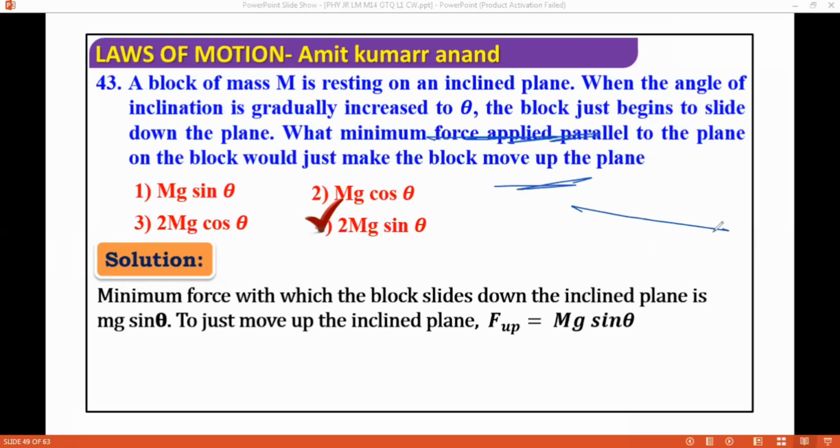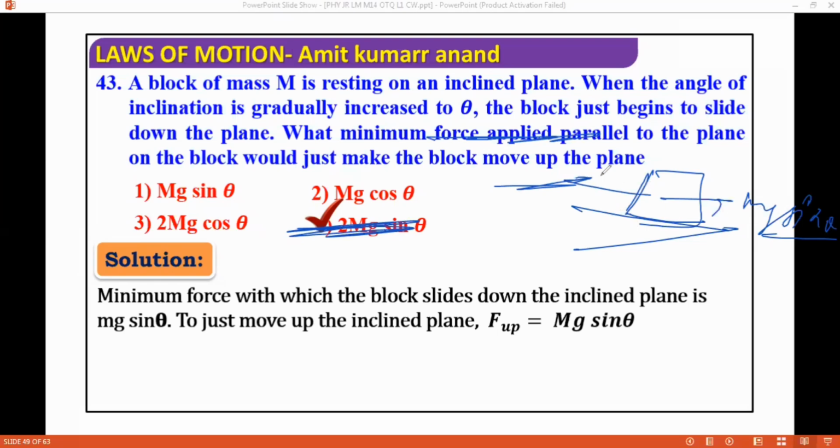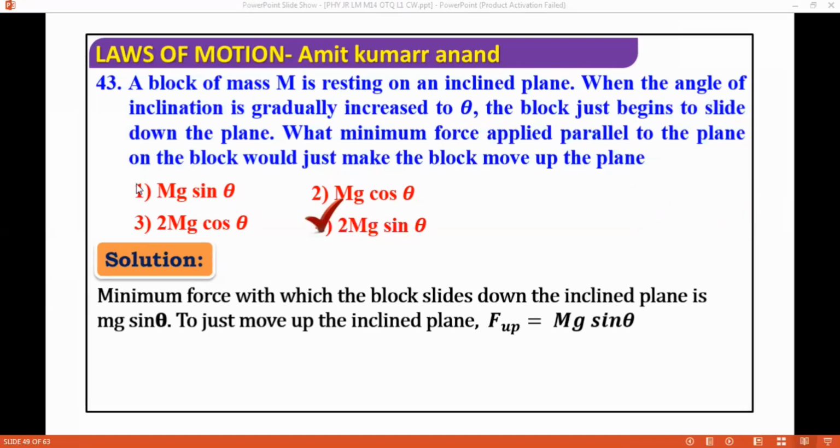Think like this. The question didn't mention any friction or anything else, the block just begins to slide down the plane. So this side comes to be mg sin theta. Don't go with 2 mg sin theta. Friction is not mentioned in this question, so you need to apply this minimum amount of force just to start the motion. If I mention friction, then the answer will change.